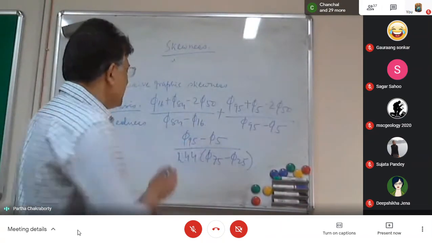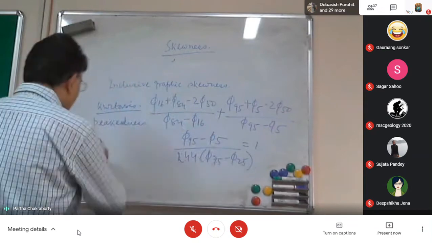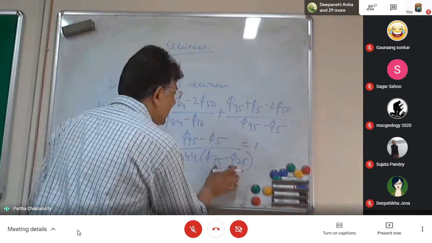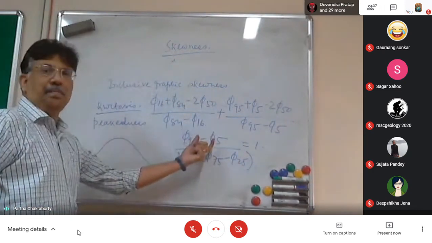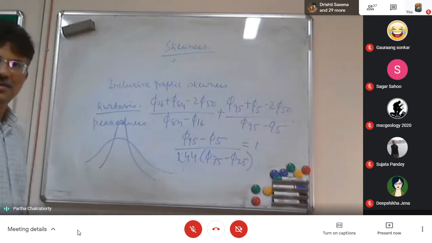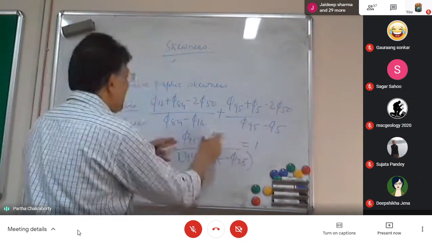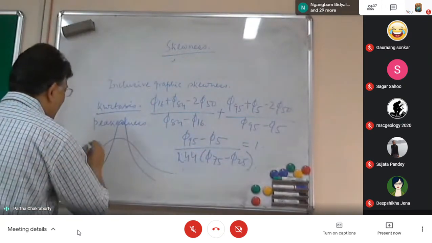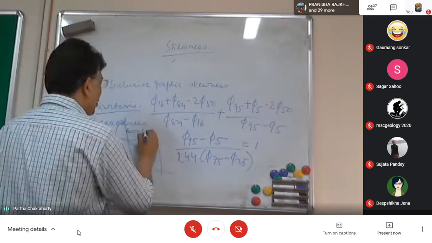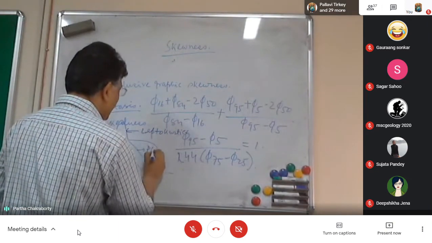If this value is equal to 1, that means the two distributions are similar to one another, and I get a normal Gaussian type. But if this central portion is better represented than the extreme portion, the curve will be like this. But if the extreme portion of the curve is better represented than the central portion, then the curve will be like this. You call it leptokurtic curve, and this a platykurtic.